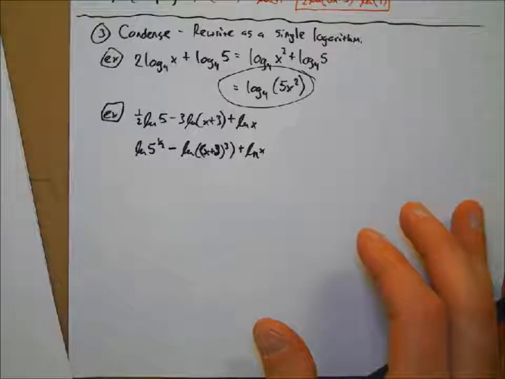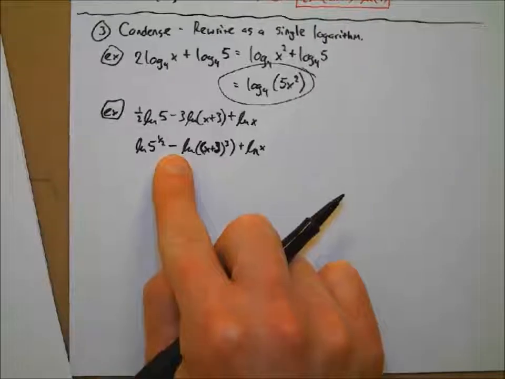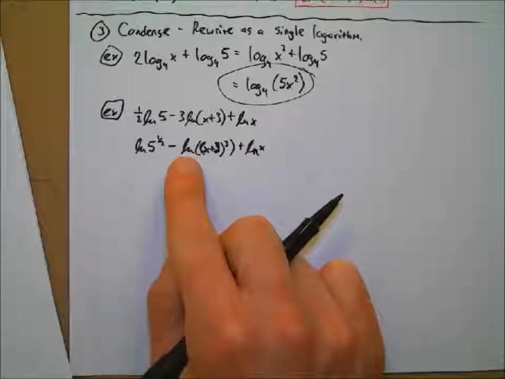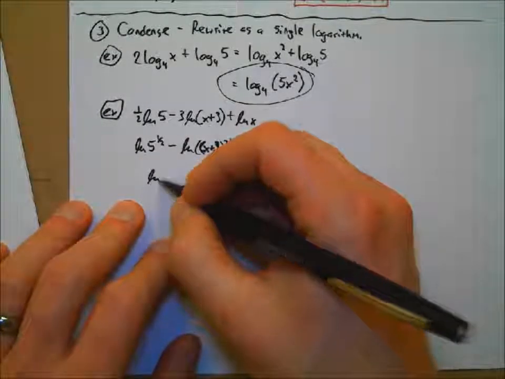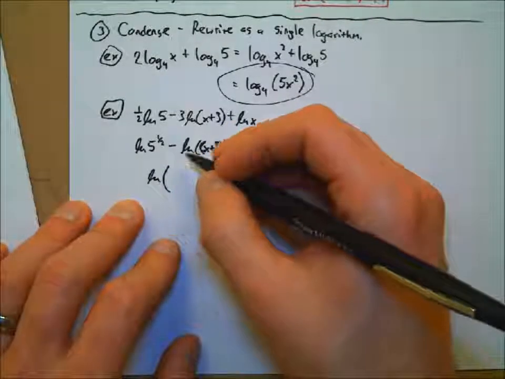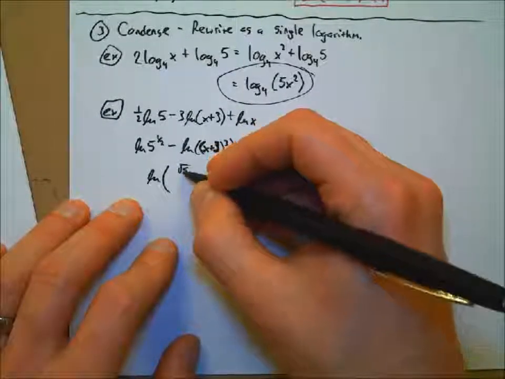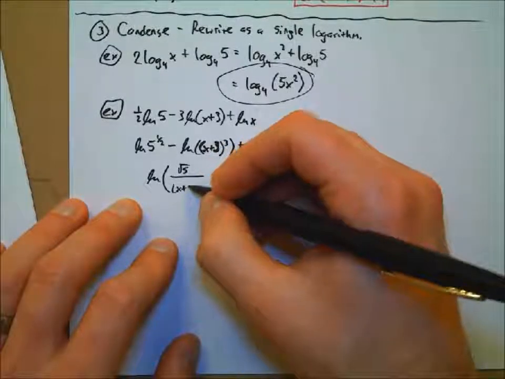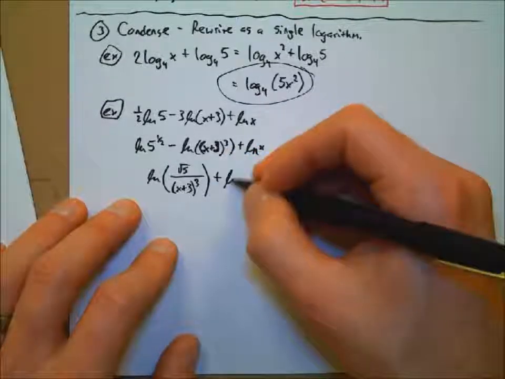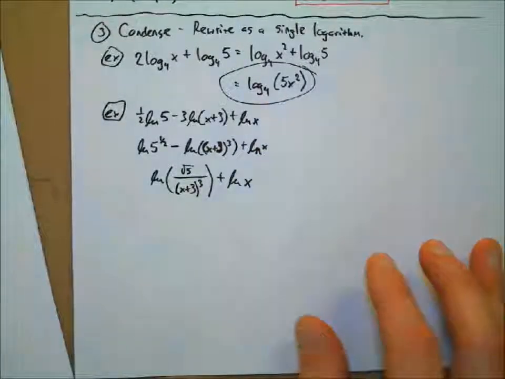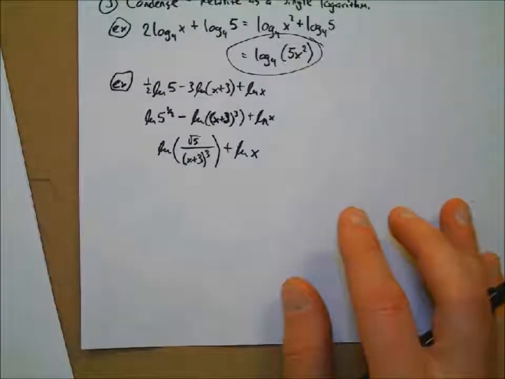All right, now, how can we go about combining these things together? Well, I see subtraction. So subtraction between these two logarithms means we should change it to what? Division. So 5 to the 1/2 will be divided by x plus 3 to the third. So in other words, it'll be the square root of 5 over x plus 3 to the third. But then we still have plus the natural log of x. And so to combine these two together, how are we going to combine those together? Multiplication, yeah.